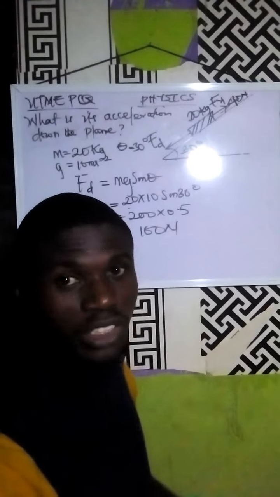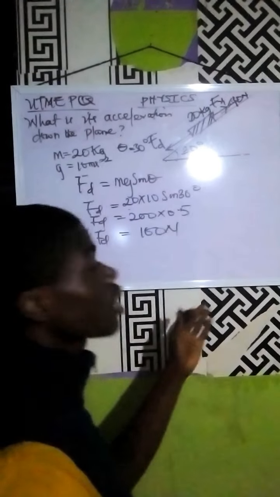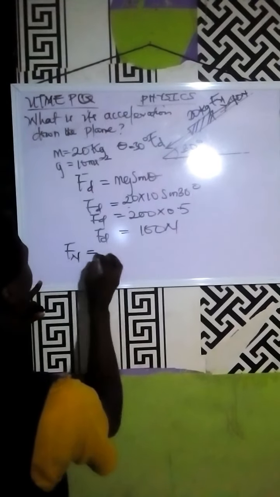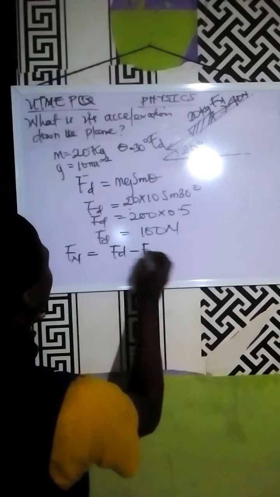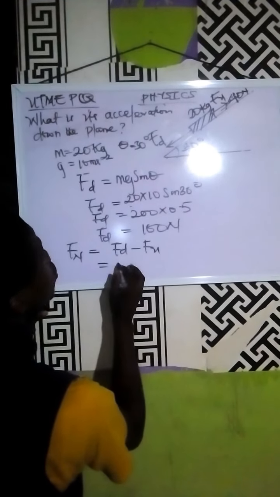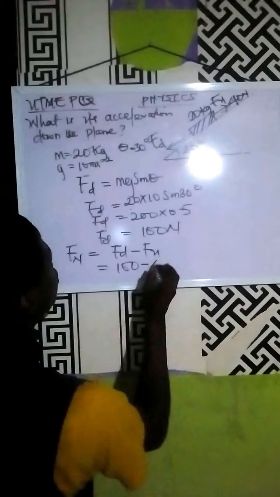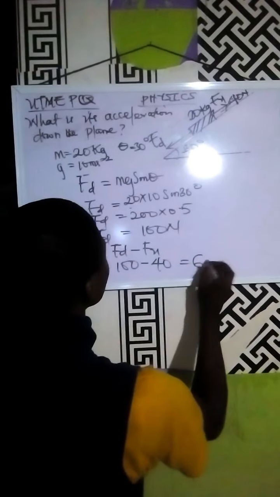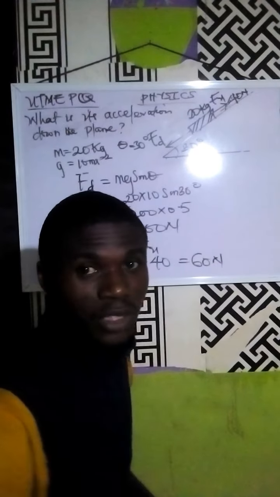We are not done yet. We still need to calculate the effective force. So the effective force now is the difference between the downward sloping force and the upward sloping force, which we now have. Effective force or net force equals Fd minus Fu, which is equal to 100 minus 40. So the answer gives 60 Newton. So that is the effective force here.